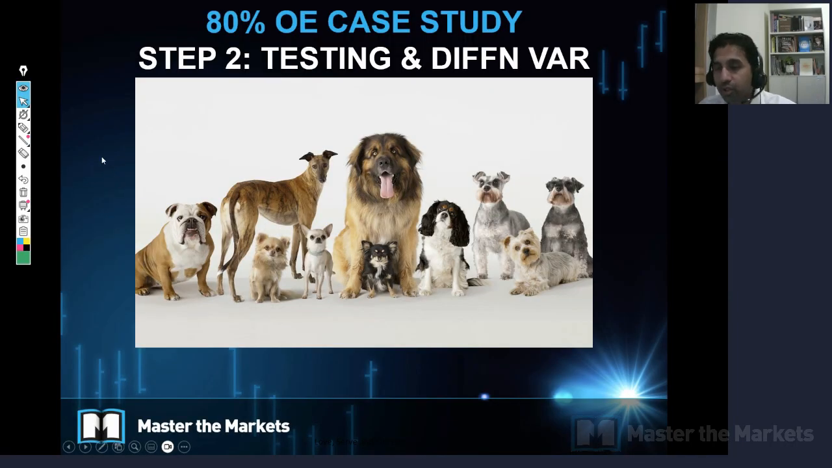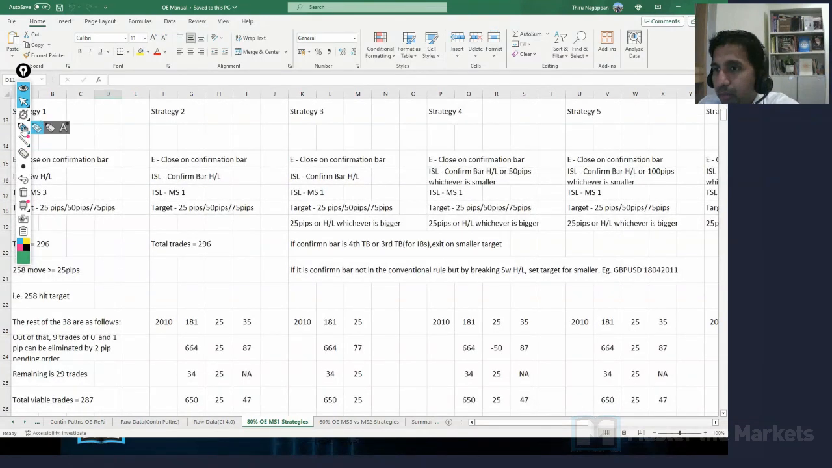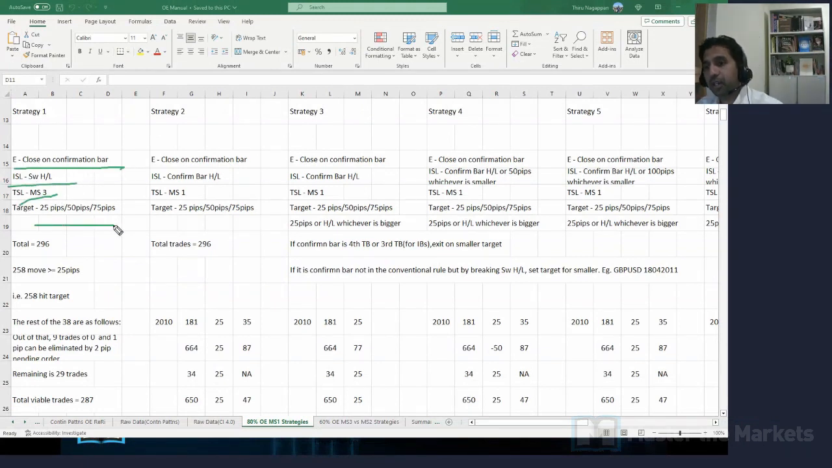Now once you got the constant, which is what we got on the spreadsheet over here, let me just show you that spreadsheet, which is strategy number 1, right? Now let me just move that here. Strategy number 1 close is exactly what you saw. MS3 none 25 pips. So we had 258 move to 25 pips, so the total gross profit will be 258 times 25. The rest of the 38 are as follows.